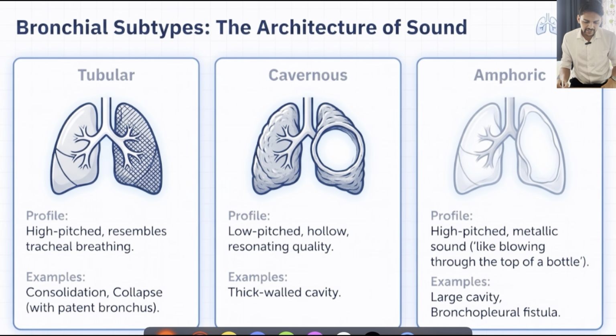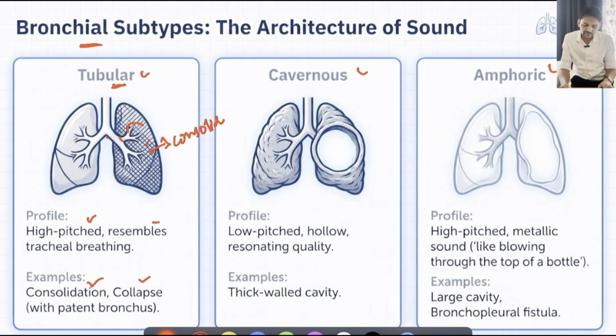Once we have understood these mechanisms, bronchial breath sounds are further subdivided into tubular, cavernous and amphoric. So what does it mean? In tubular, the vesicles will be consolidated. This is consolidated usually, and these tube-like structures, whatever the airways are there, those are directly getting transmitted. That's why it is named as tubular, and it will be high-pitched sounds, just resembles tracheal breathing. If you keep your steth over trachea, whatever the nature of sound you will hear, that is similar to tubular breath sounds, and it is seen in consolidation and collapse with patent bronchus.